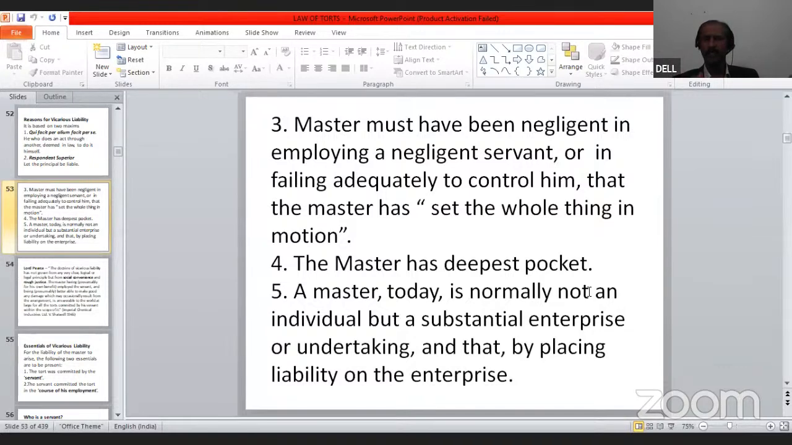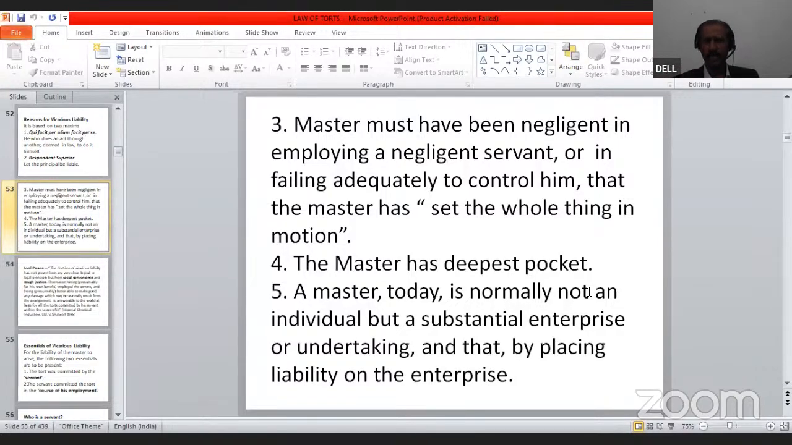From the servant's work, whatever benefit and profit comes, entire profit goes to the master, the entire benefit goes to the pocket. What does deepest pocket mean? All the profit goes to him. What about the employee? He only takes the salary or wages, that's all. So the person who gets the benefit, let him take the responsibility also. So that is exactly the concept involved. The master has the deepest pocket, hence master is responsible.